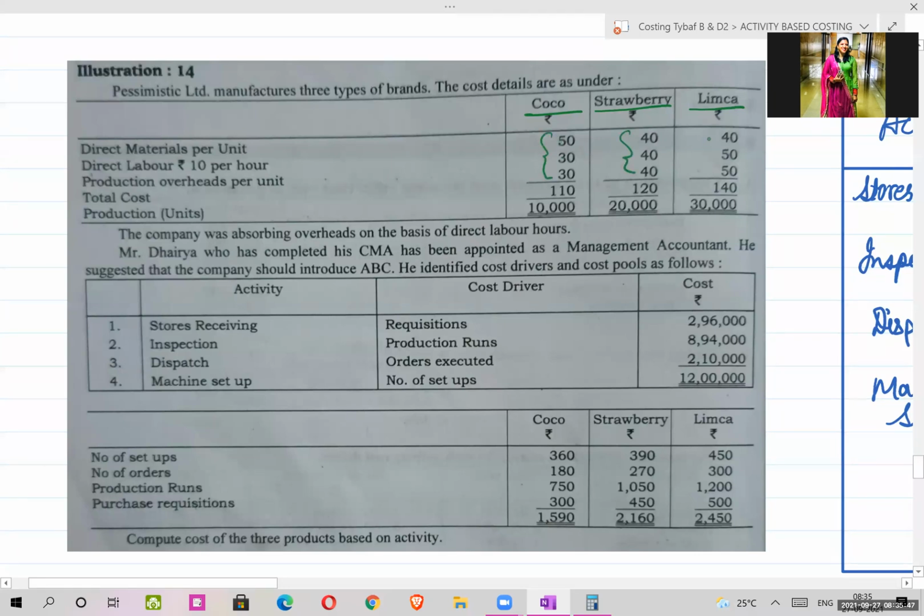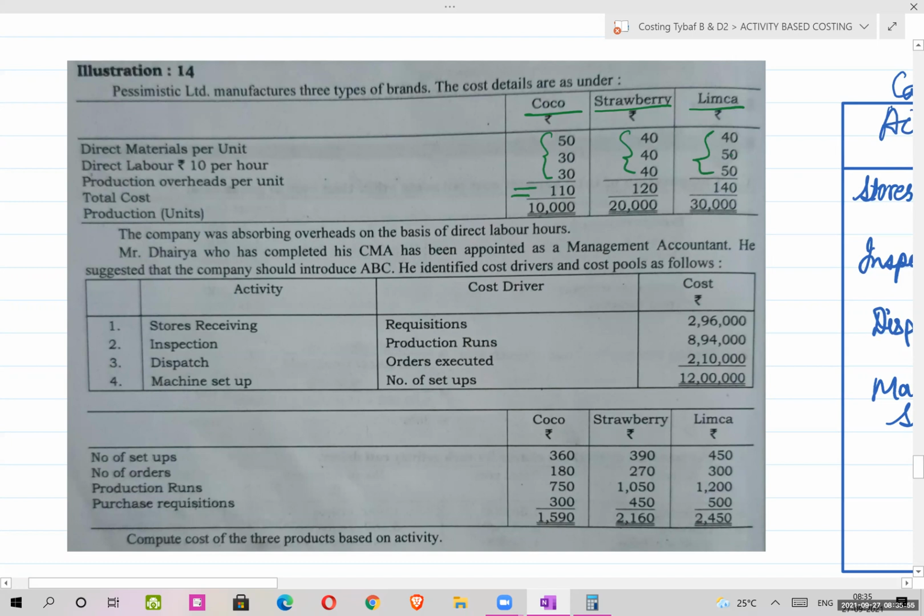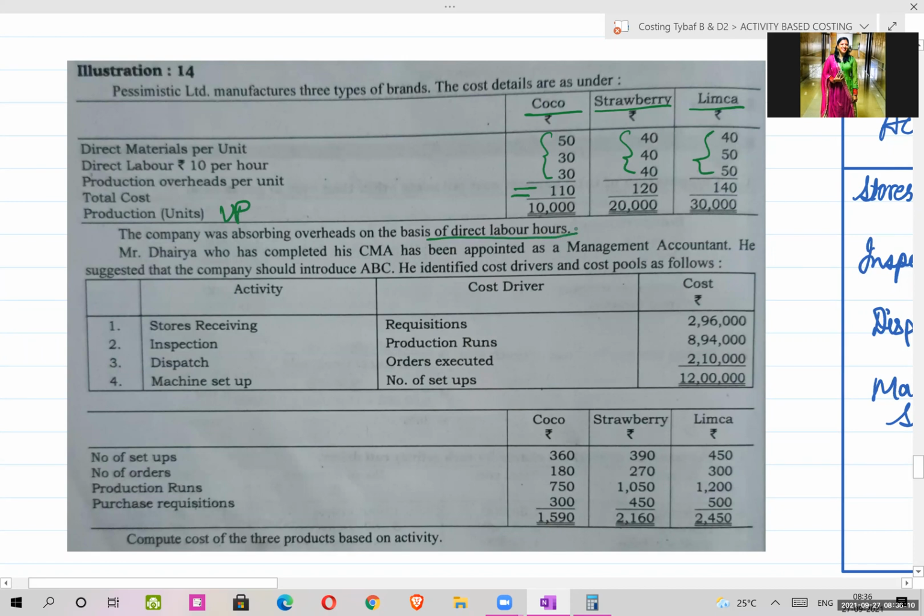40, 30, 30, 40, 40, 40, 40, 50, 50. And total cost is also given per unit. Production, that is units produced, is also given to you: 10,000, 20,000 and 30,000. Now they are saying the company was absorbing overheads on the basis of direct labor hours. So their overheads recovery rate formula, with the old method, is overheads divided by direct labor hours. This information is there in the question.